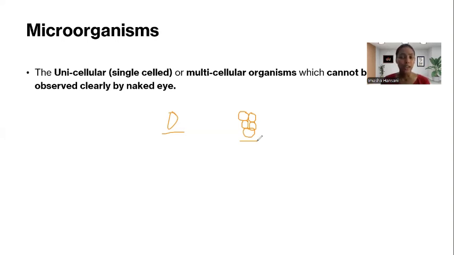If so, how can we observe microorganisms? We can observe microorganisms by what? Using microscopes. In previous grades, we have studied the light microscope. Light means we use light to observe through those microscopes. And we have learned about the hand lens. Do you think that using a hand lens, we can observe microorganisms?